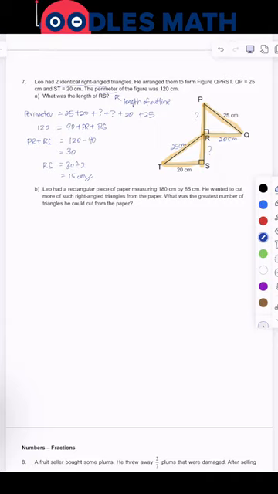Now for part B. Part B is the one that is slightly tricky. So we know that Leo had a rectangular piece of paper measuring 180 cm.